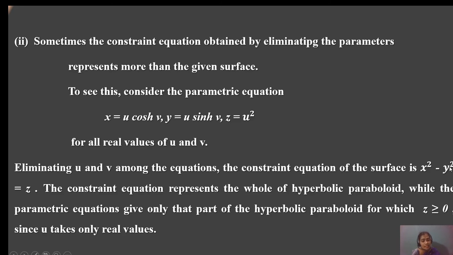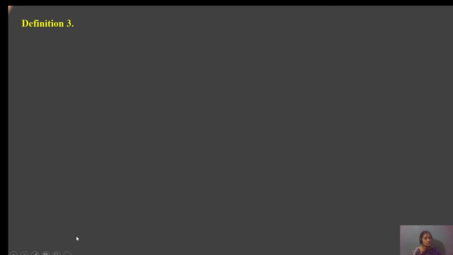Here z is x square minus y square, which is greater than or equal to 0, meaning the value lies above 0, that is 1, 2, 3, 4, 5. This value takes only real values.